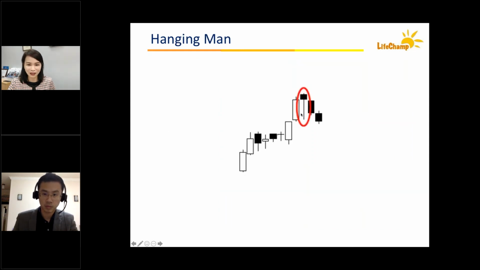Okay, this is the hanging man. So this is also the same pattern, but now this hammer shape is happening on the top, that means at the top of the chart pattern.